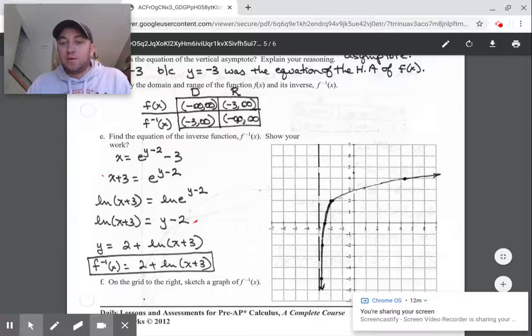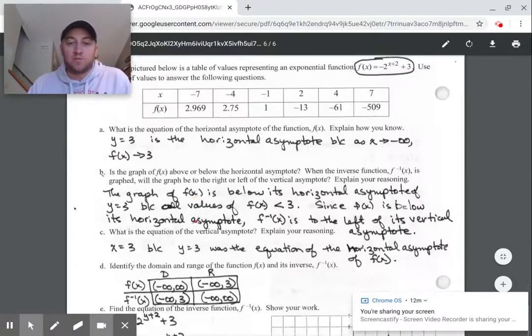And then basically the graph, we know where the vertical asymptote is going to be. And you don't really have to think about what it looks like. All you would need to do is take those ordered pairs that are in your table and then flip them and then regraph it, and then that's your inverse. Because you know that the easiest way to graph the inverse is just to switch the domain and range of the original function.